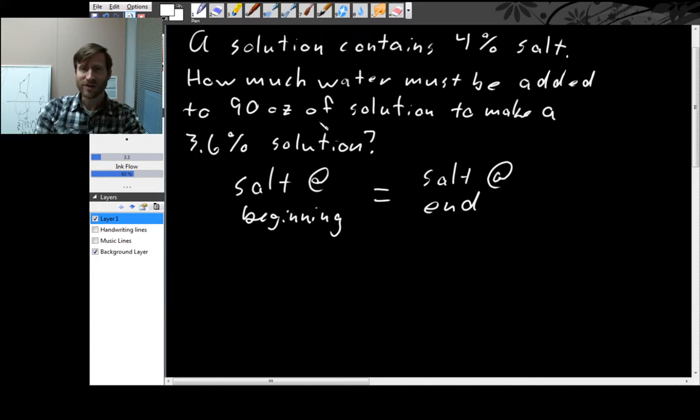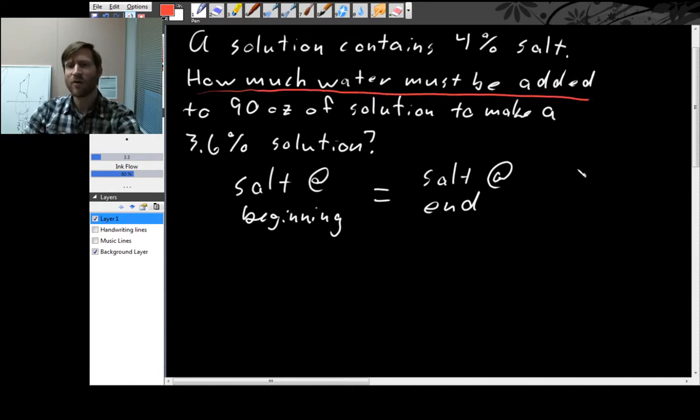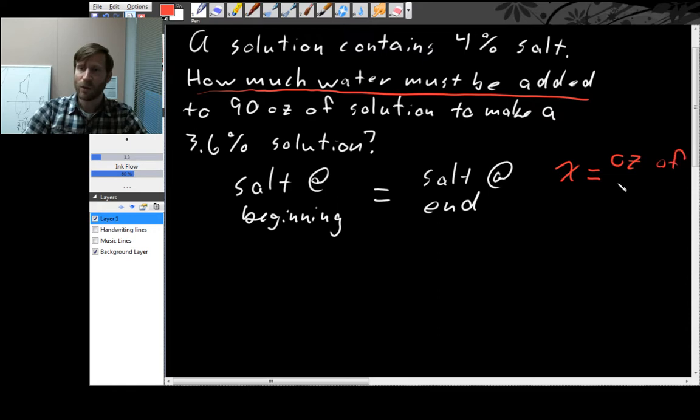Now if you read through this description, there's one thing we don't know, and that is how much water we actually add. So let's give that quantity a name right at the beginning. Even if you don't know a quantity, having a name for it is almost as good. So let's call it X. So X is the ounces of water that we add. So, ounces of water added.